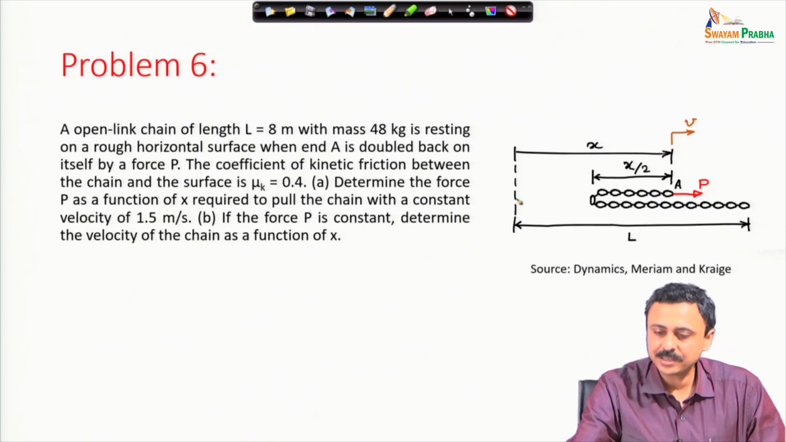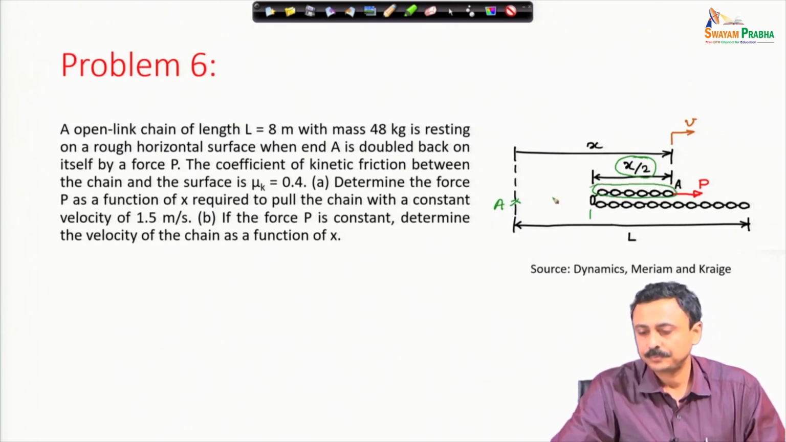Once again, A started from this point, and once it is pulled, you see it has moved a distance x as shown in the figure, whereas from the bent portion to A, from this bend to A, it is x by 2. A has moved a distance x, but the length of chain that has been added to this moving part is only x by 2.